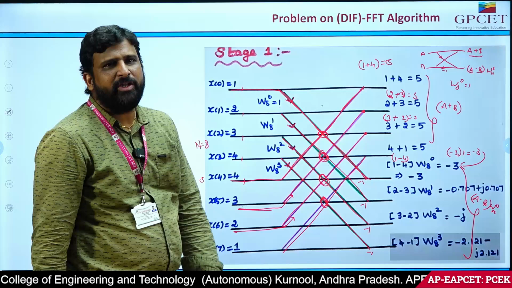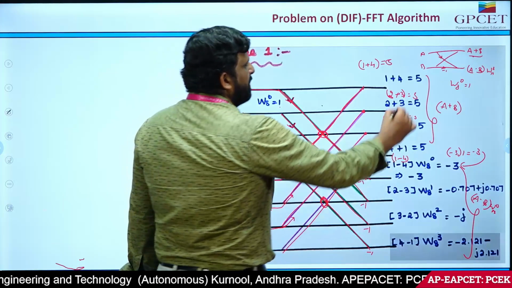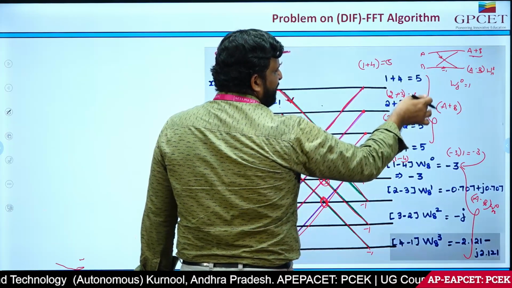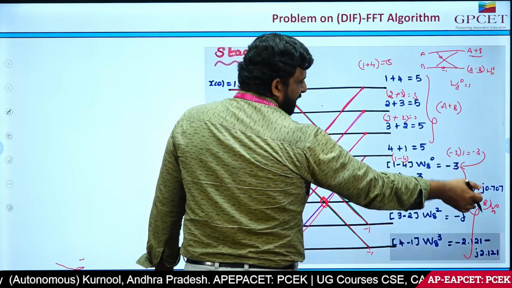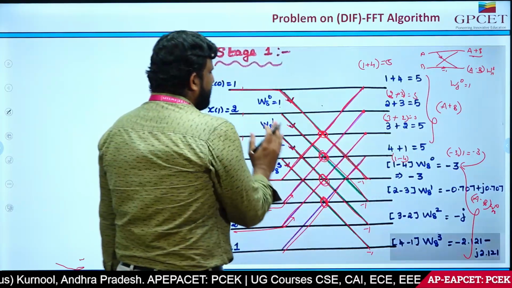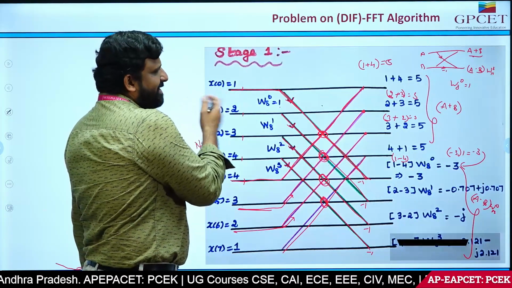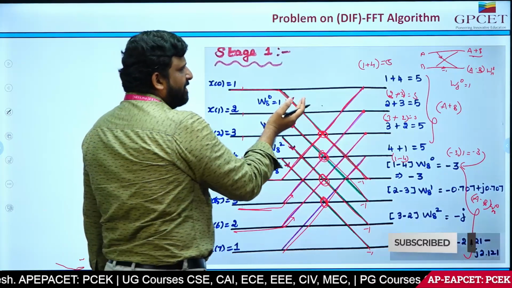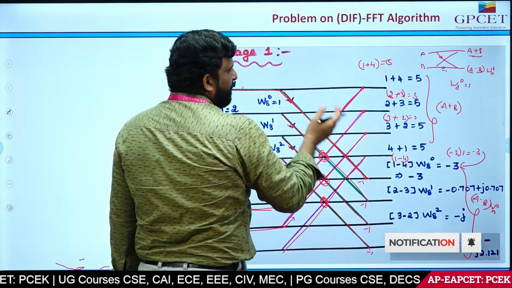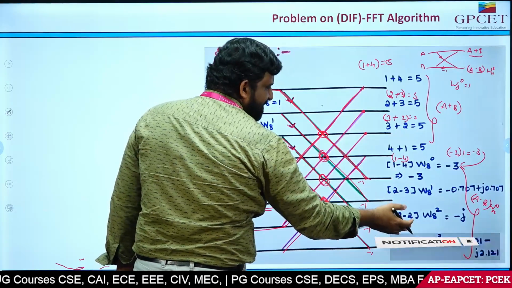Now, what are the new input sequences? The new input sequences are these 5, 5, 5, 5, 3, and we should not consider this now. So, this has been completed. In the first stage, we have done the calculation, we have computed, and we got the new input sequences here.